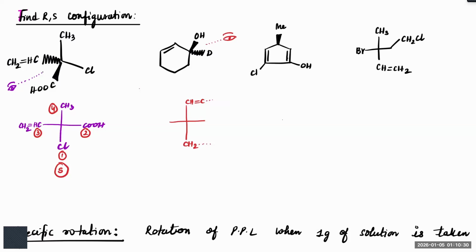And now notice this, when you're watching from this end, OH is coming out of the plane, which means it is on the left side. And D is going inside the plane, that means it is on the right hand side. So D is on the right, OH is on the left. This is how it is. So now priority wise, if you notice, this is 1, this is 2, this is 3. So is it going 1, 2, 3? So it is moving clockwise. So since it is clockwise, it is S configuration. So here this carbon is S configured.